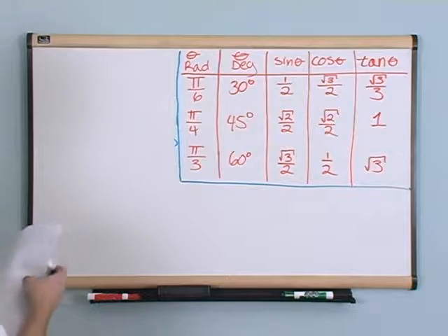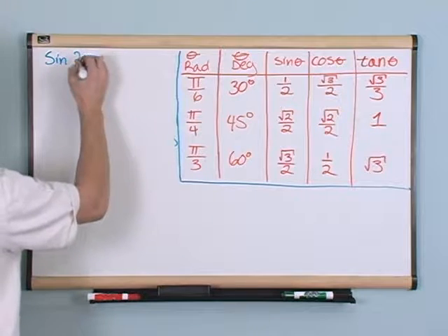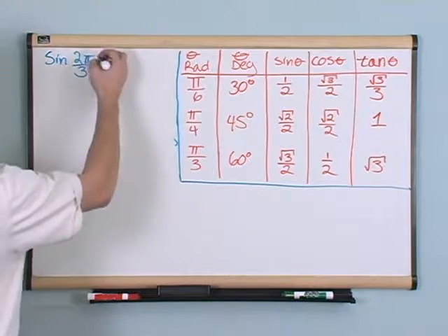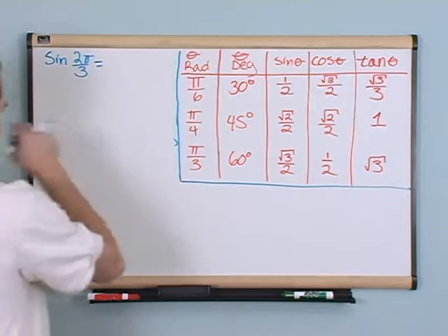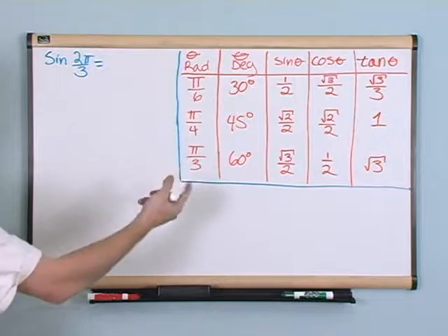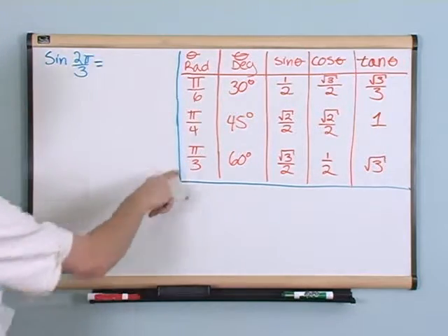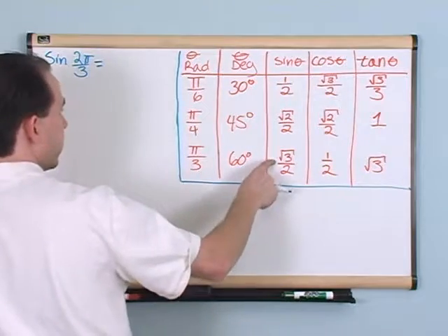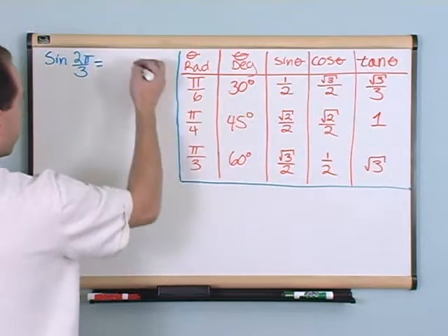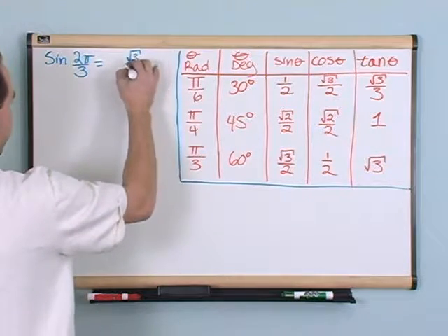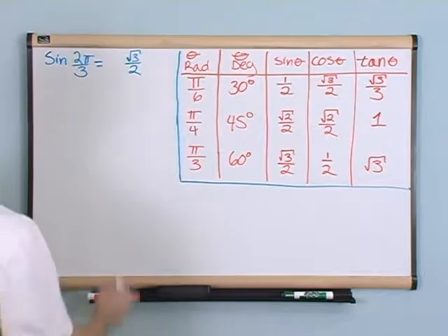So what if you were asked to find sine of 2 pi over 3? Okay. Well, the first thing I need to do is look in my table. This is something over 3, 2 pi over 3, so I know it's a multiple of pi over 3. I'm looking for the sine, which is here. So before I do anything else, if I just look at my chart, I know this is going to be square root of 3 over 2, but I don't know if it's positive or negative, and that's very important. So let's go find that out.